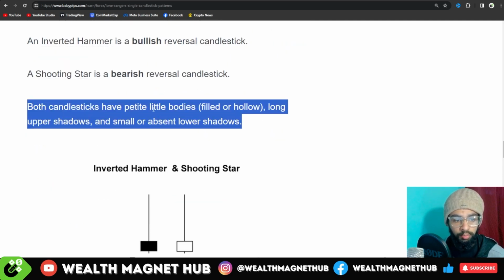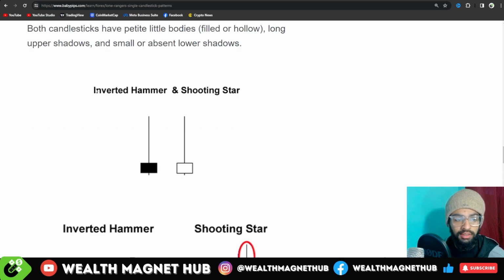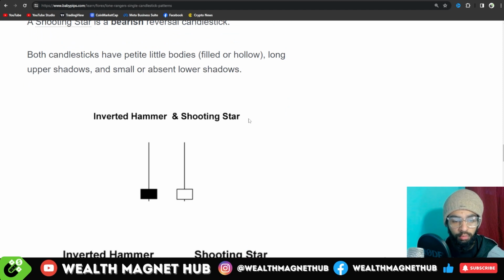Both candlesticks have petite little bodies, filled or hollow, long upper shadows, and small or absent lower shadows. In this case we see the inverted hammer and the shooting star. In the video before this we talked about the hammer and the hanging man, which looked different. Now these are just inverted.